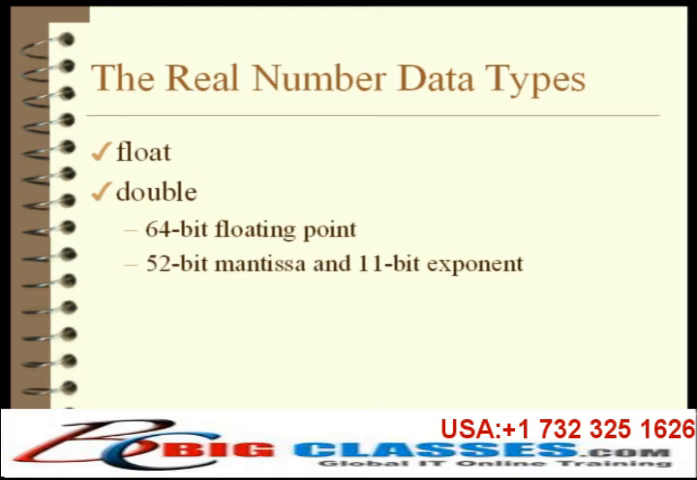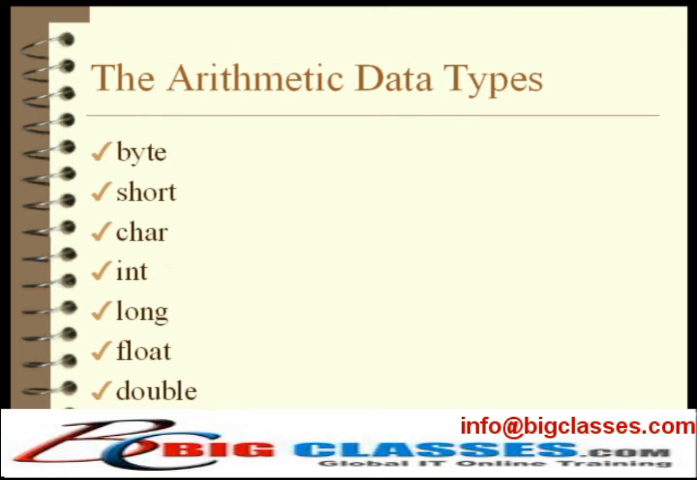The 64th bit is the sign bit. By the way, both the float and the double data types use the IEEE 754 1985 standard format. That's it for the 7 arithmetic types of Java. 5 integer types, 2 real types.